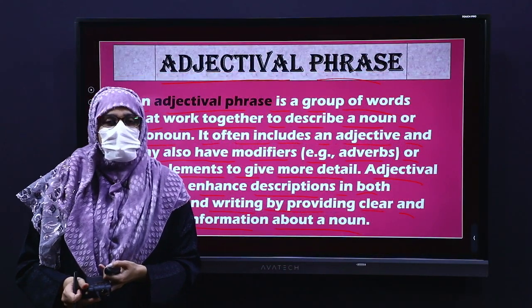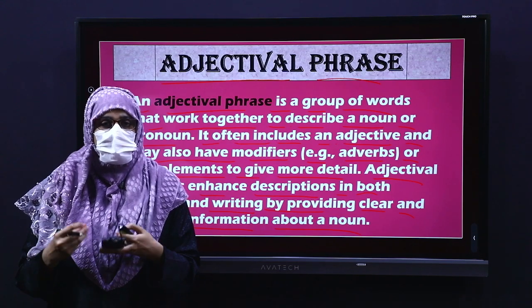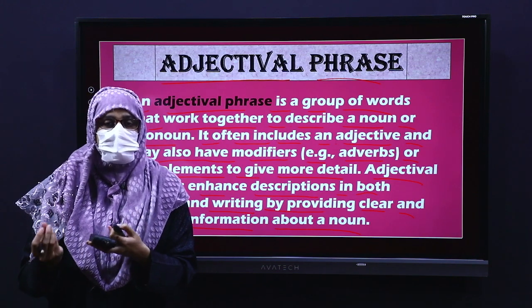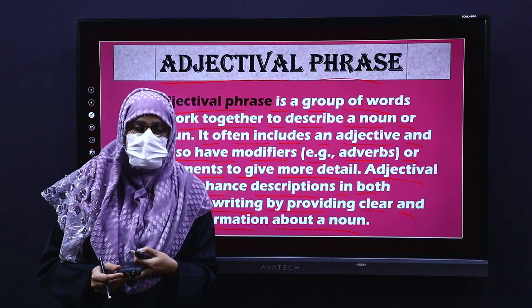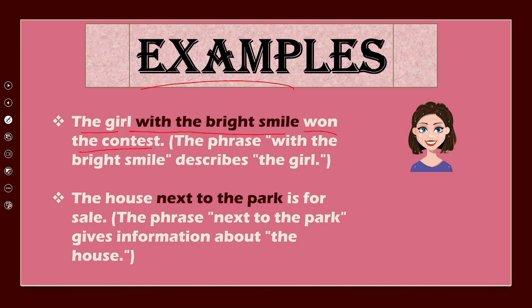So, why do we use adjectival phrases? We use adjectival phrases to modify a noun or pronoun, to add more information about a noun or pronoun. Let's learn it with examples. The girl with the bright smile won the contest. Here, the phrase with the bright smile describes the girl.